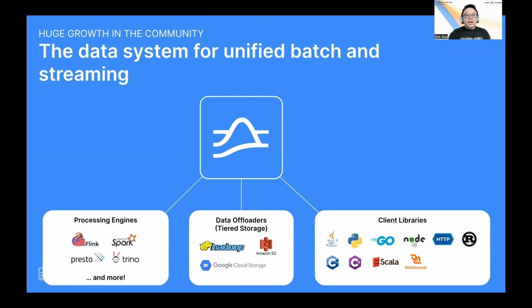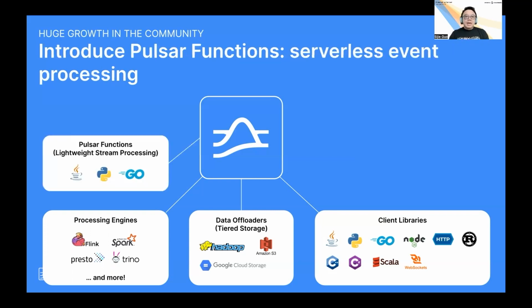With a cost-effective tiered storage layer, Pulsar becomes a perfect data system that is able to support both real-time streaming data as well as the historical data. It makes Pulsar a perfect choice for unified batch and stream processing. Adding integration with Flink and Spark takes Pulsar's capability to the next level.